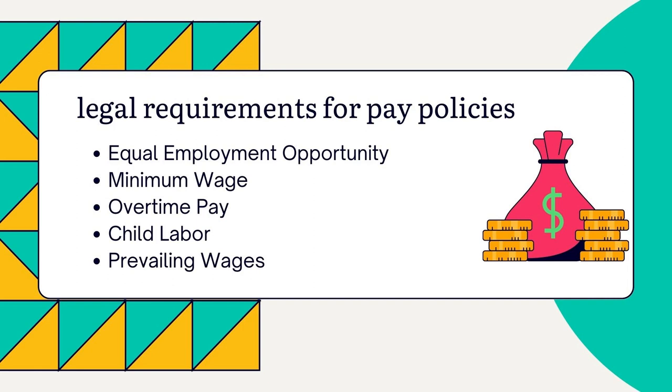Under this law, federal contractors must pay their employees at a rate at least equal to the prevailing wage in the area. The calculation of prevailing rates must be based on 30% of the local labor force.